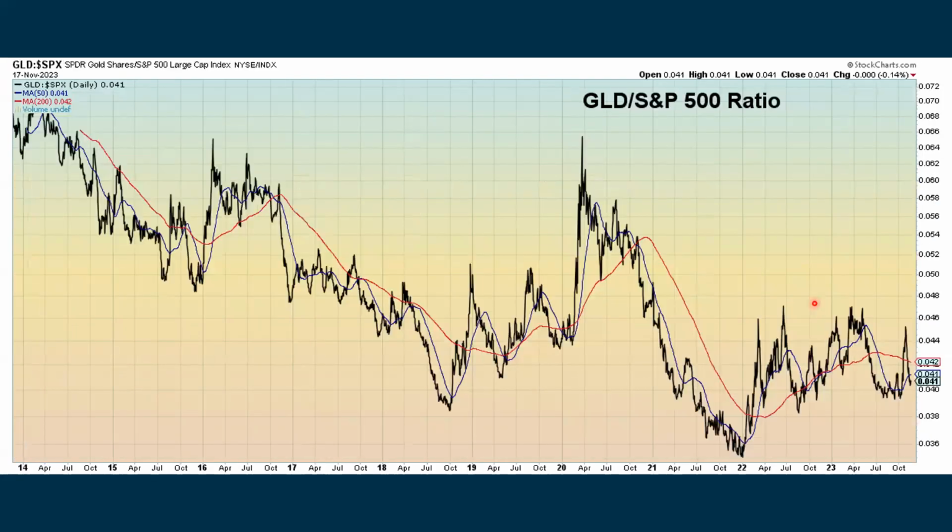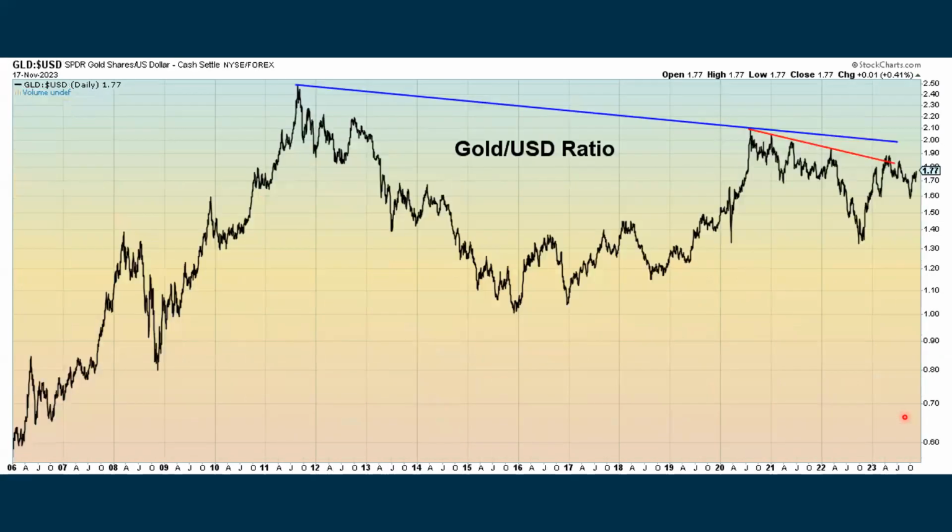We look at a ratio between gold and the S&P, where when everything blew up in Israel, that really started to spike up. Now it's starting to come down, and the ratio is in a longer-term downtrend. We also compare gold to the U.S. dollar, which is continuing to underperform, even though the dollar had a weak week this past week.